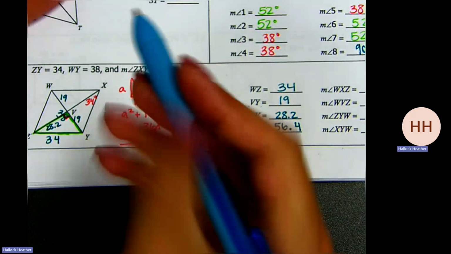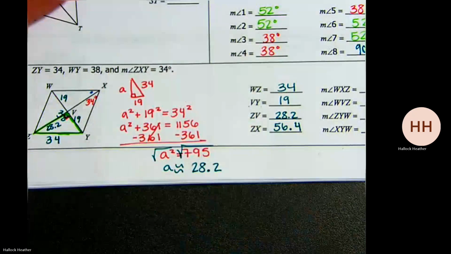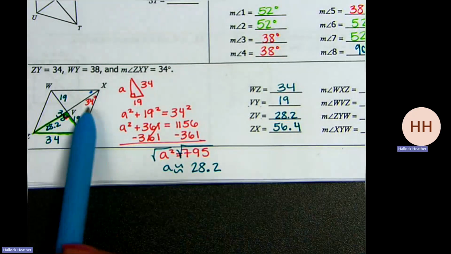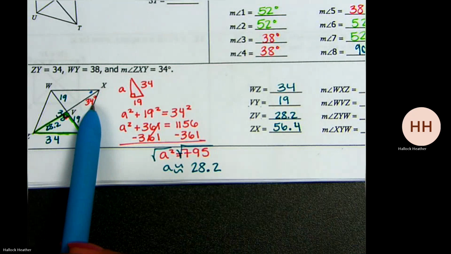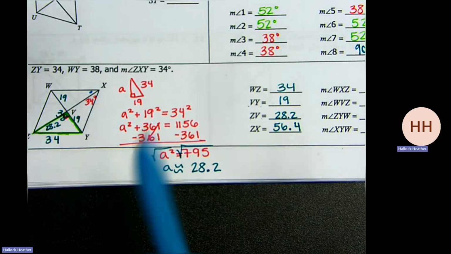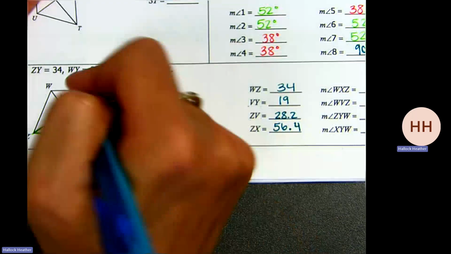Not 28.2. There's only one angle I know, which is 34 degrees. What would be on the other side of 34 degrees? 34 degrees. Because it's an angle bisector. So if this is 34, on the other side is also going to be 34.